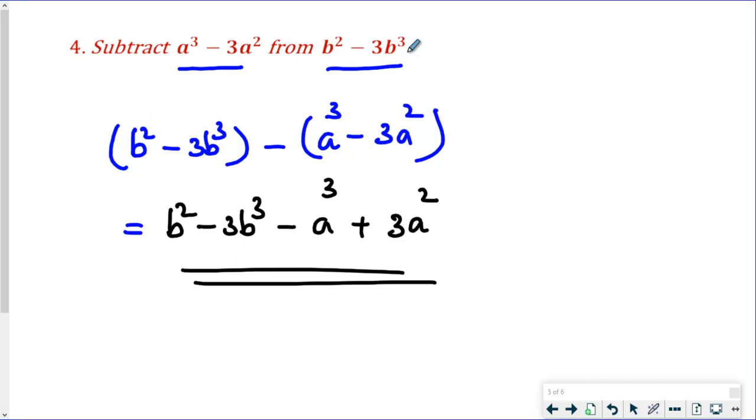That is from where we are subtracting. This is the first polynomial. This one is the second polynomial. The first polynomial you have to write as it is. Then in the second polynomial you have to interchange the sign. Here a³ is plus, so in our answer a³ is minus. Here 3a² is minus, in our answer a² is plus. Thank you.